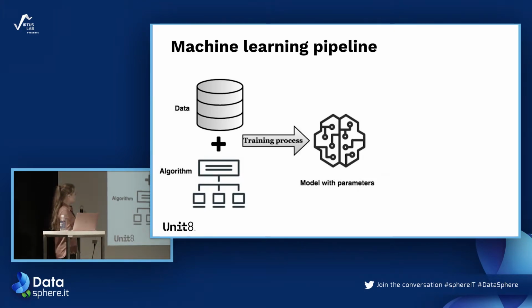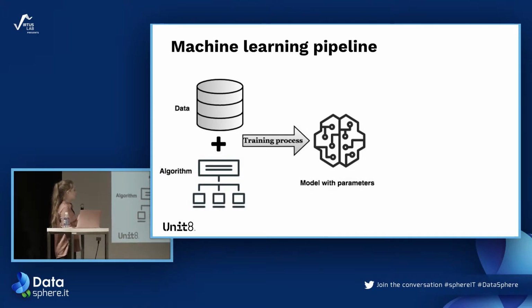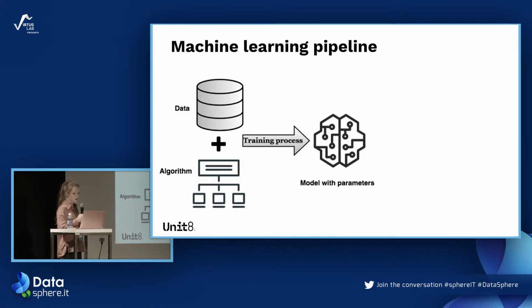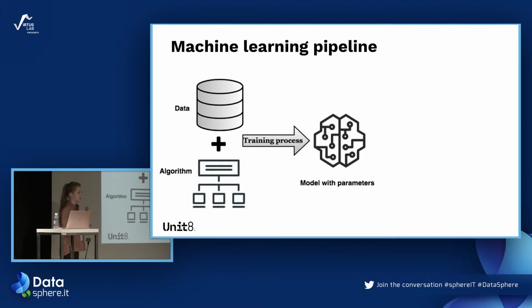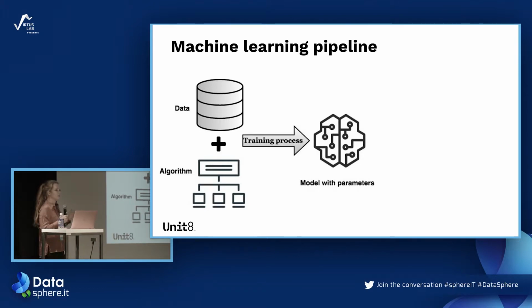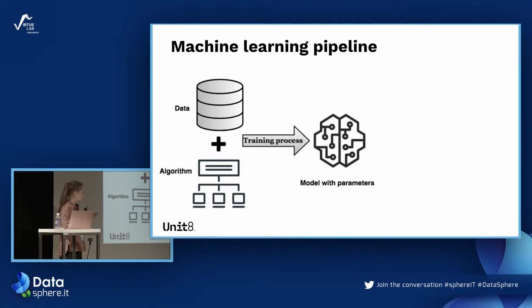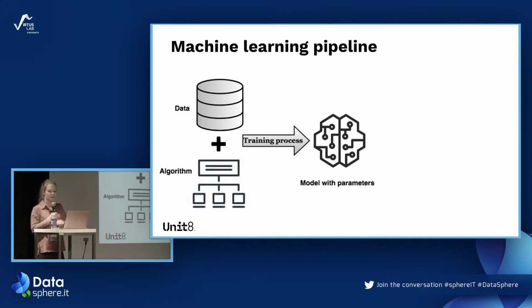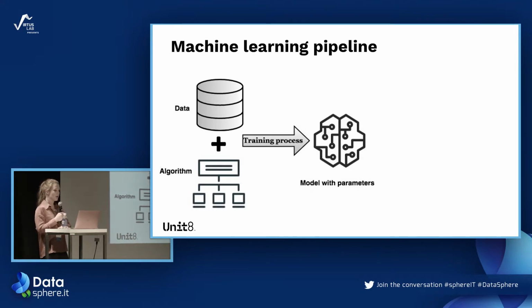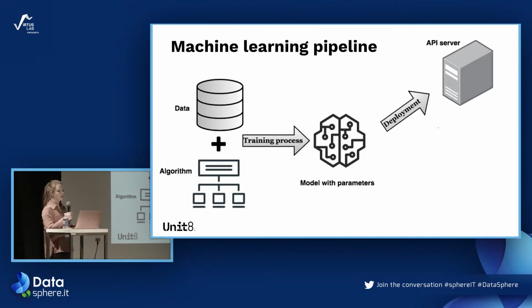This algorithm is trained on that data during the training process, during learning, and the output of that process is a model with learned parameters. And from now on, we have our prediction function ready. We can provide that model with input without labels, and it will return a class assignment. And such a model can be deployed to a production environment.